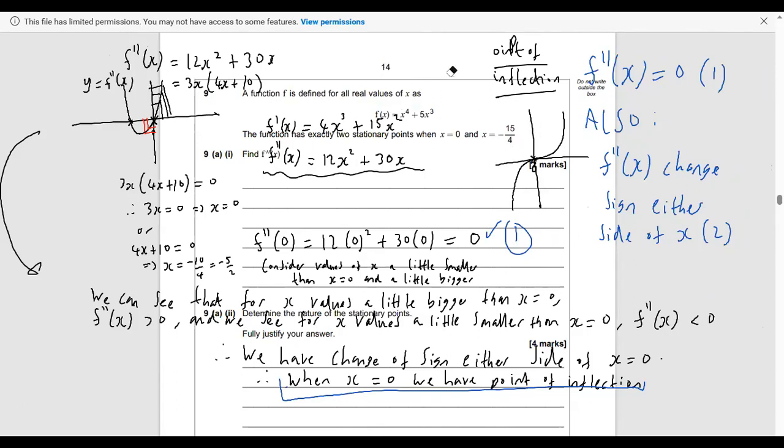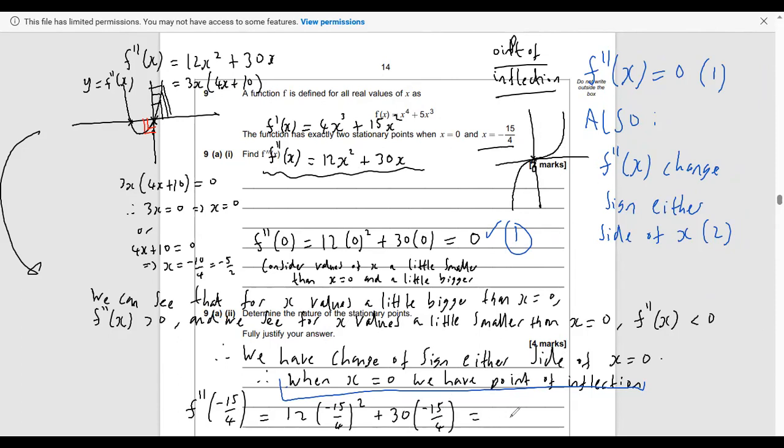There we go. Right. Then the next thing we want to do is substitute in our x equals minus 15 over 4. So we're going to substitute that into our second derivative, so minus 15 over 4. And when we do that, we get 12 times minus 15 over 4 all squared, and then plus 30 times minus 15 over 4.